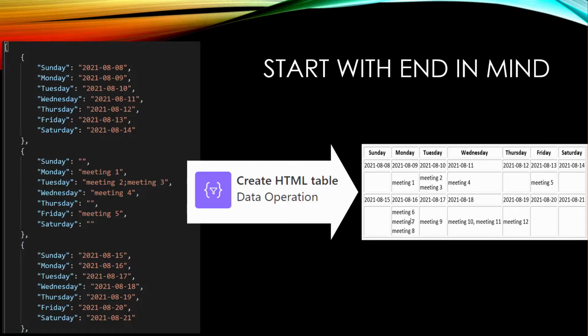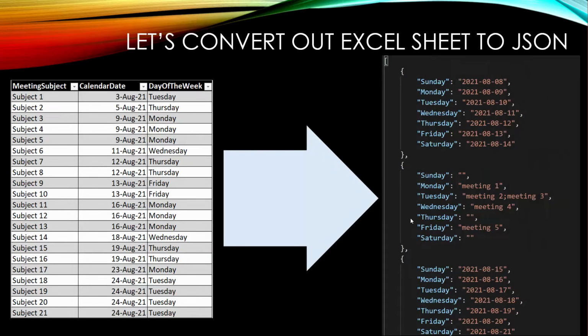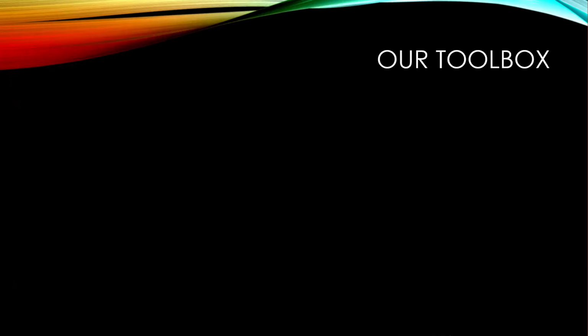Now this is where the work starts, because we want to convert an Excel sheet like this to JSON like this, which is guaranteed to produce the table that we want. But how? And this is where the actual work starts. Before we get to work, let's take a look at our toolbox.